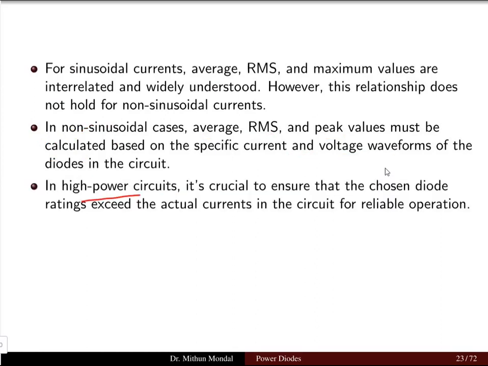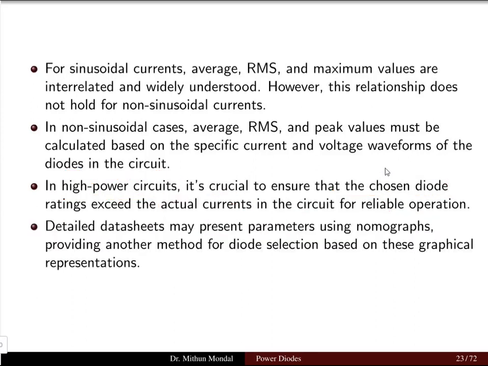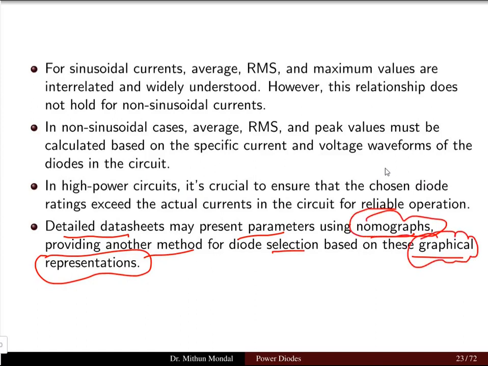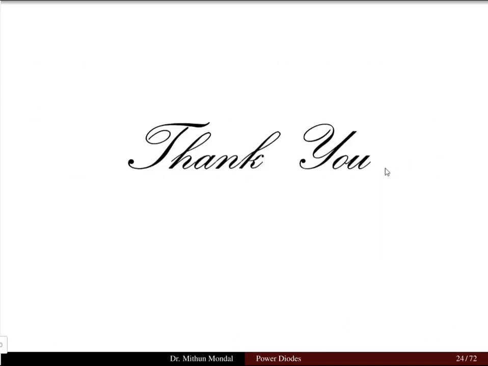In a high power circuit, it is crucial to ensure that the chosen diode rating exceeds the actual current in the circuit for reliable operation. So you have to check the high power circuit, choose what type of diode you are using properly, and the actual current for which it is applied should not exceed its rating. Detailed datasheets may present parameters using nomographs, providing another method for diode selection based on graphical representations. So these nomograms are basically the graphical way of presenting the parameters, which are again present in the data sheets of the diode in certain applications.